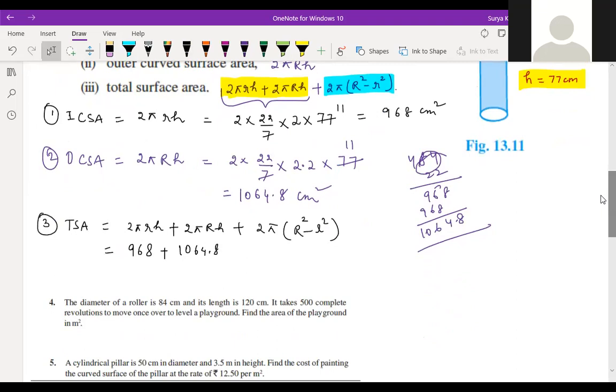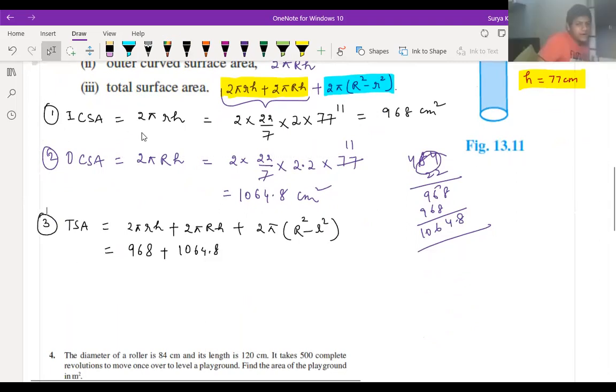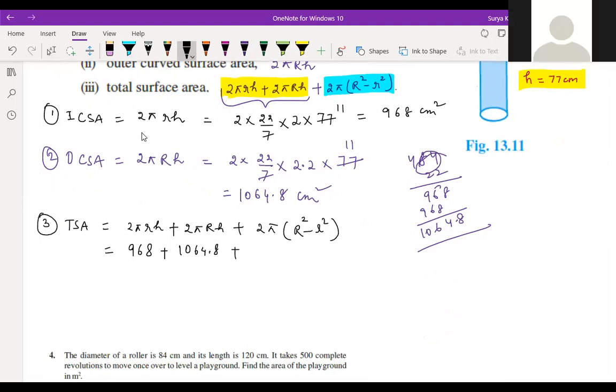1064.8. And this, children, R square minus r square, we can write it as, that also will be easier. You know what? Sir, we can use identity. Yeah, we can use identity. 2 into 22 by 7. And we can write R plus r and R minus r. Is it clear, children?